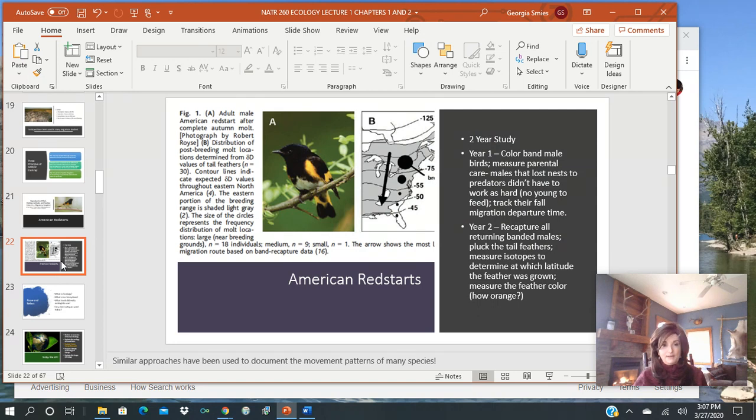So in that paper, the quick summary is there was a 2-year study. I'll let you guys read this for yourselves. It's also summarized quite well in your book, but it just talks about this classic study and how they found out the difference between male, female, and immature young's behavior patterns and dietary patterns as they were migrating.